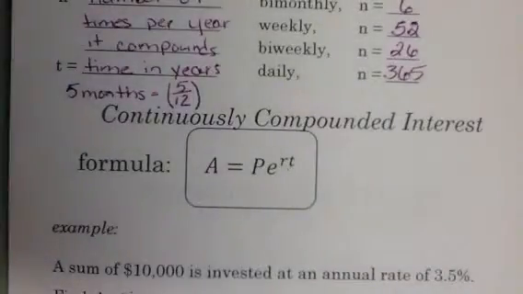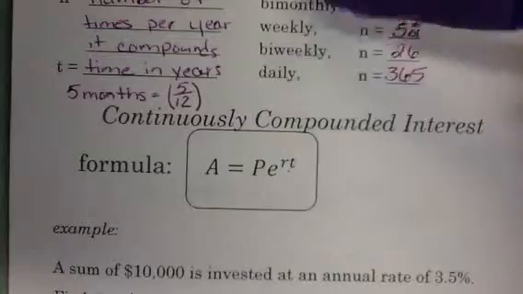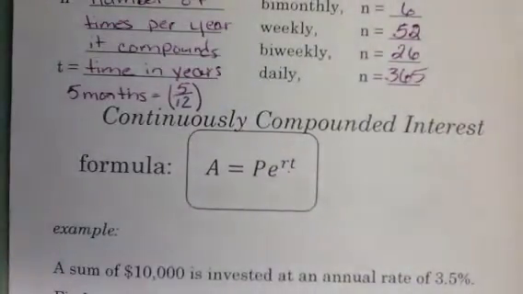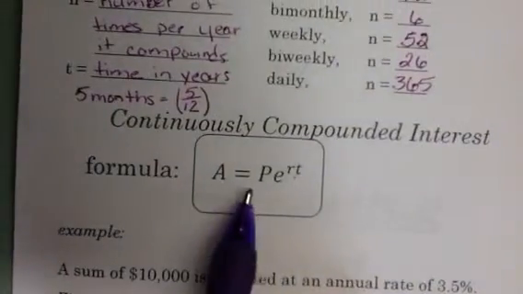Our R and our T, our time for years. And we don't worry about these things that are up here because it's compounding continuously. That's where the E comes in. Okay, so I'll remember this. This is our PERT formula.